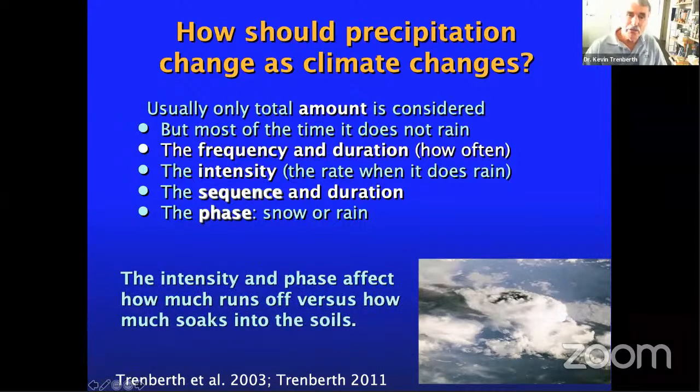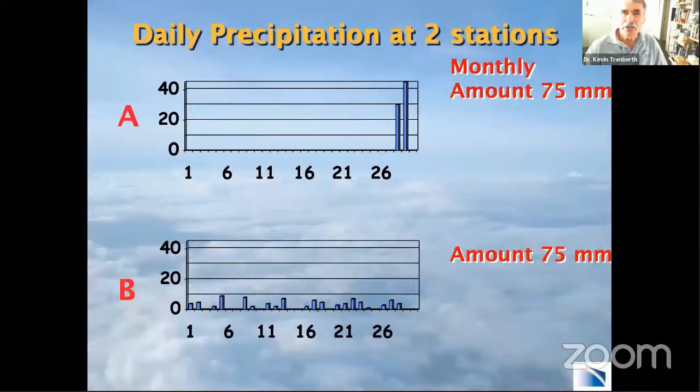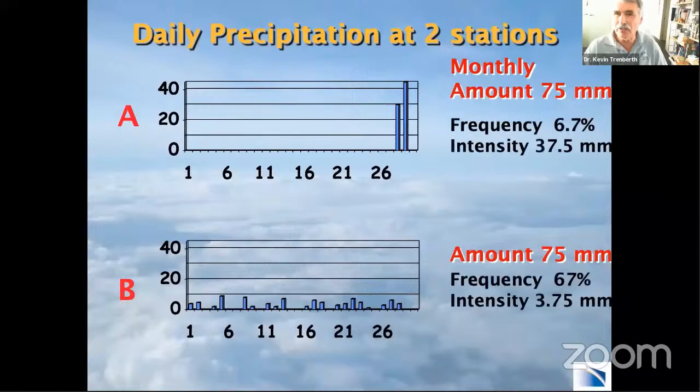So, for instance, the intensity and the phase affect how much runs off versus how much soaks into the soils. And so in this example here, I have two stations, Station A and Station B. This is 1 month's worth of rainfall data, and the rainfall amount is the same in each case. But you can see that the distribution and the intensity is very different. In fact, I've designed it here so that the frequency is a factor of 10 different in each case, and so is the intensity, but the total amount is the same.